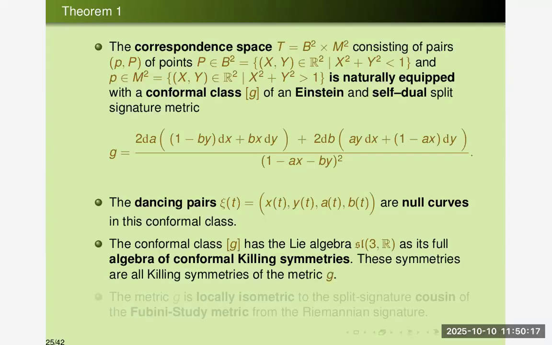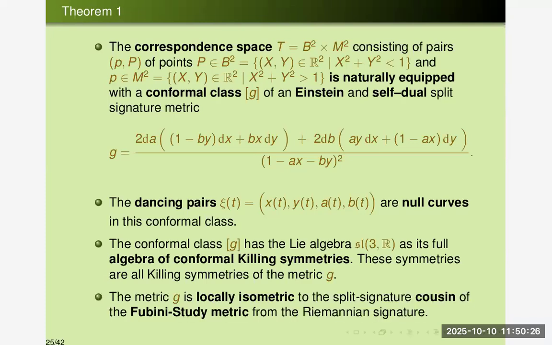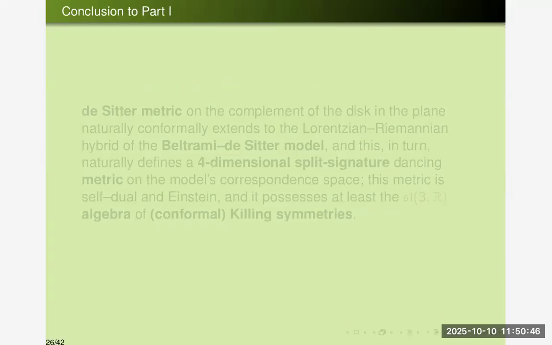And these conformal symmetries of the conformal class are actually Killing symmetries of this metric. Okay? And it turns out that this metric is locally isometric to a split signature version of something called the Fubini-Study metric, which is projectively invariant, but Fubini-Study is of Riemannian signature. Okay? Oof. So let me conclude part one of my talk.